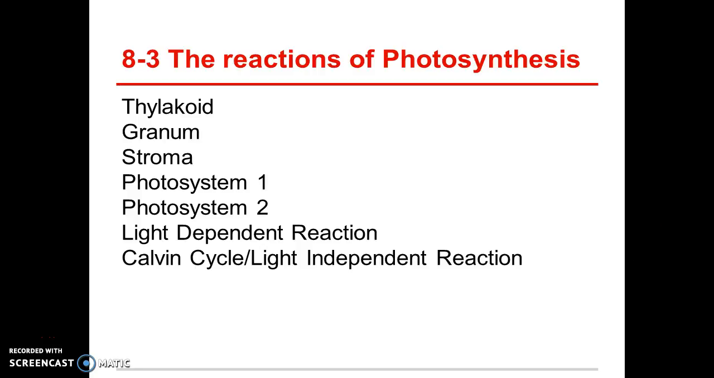Okay guys, this is Unit 4, Segment 3, the reactions of photosynthesis. And here's a list of vocab words: thylakoid, granum, stroma, photosystem 1, photosystem 2, light-dependent reaction, Calvin cycle / light-independent reaction.